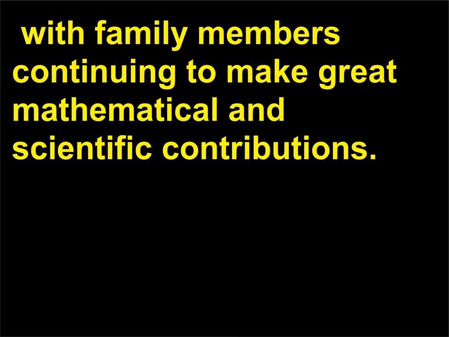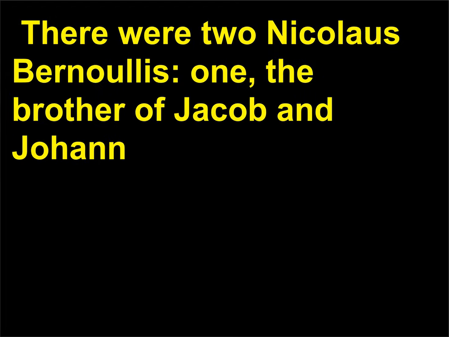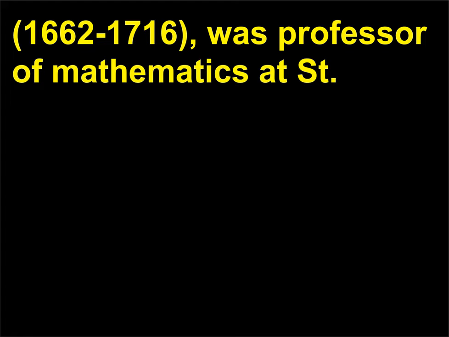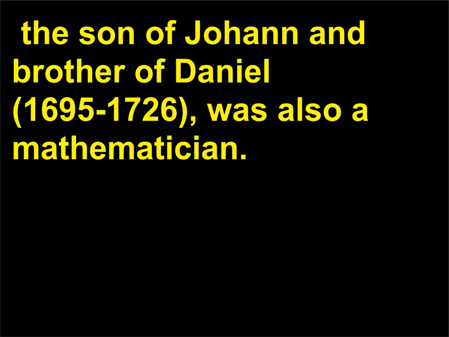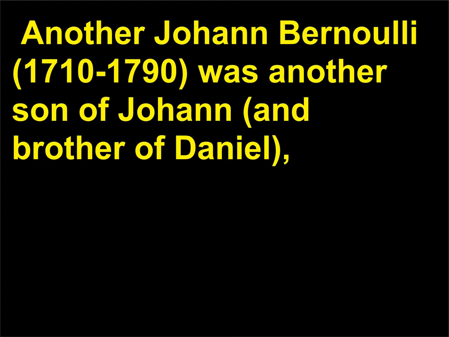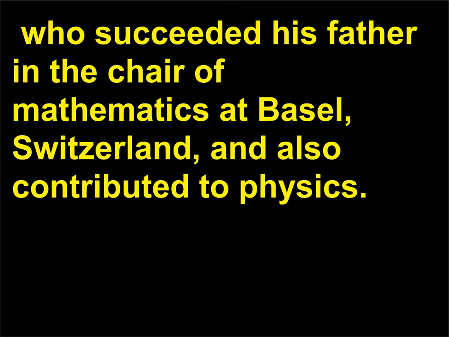With family members continuing to make great mathematical and scientific contributions, there were two Nicolaus Bernoullis. One, the brother of Jacob and Johann, 1662 to 1716, was professor of mathematics at St. Petersburg, Russia's Academy of Sciences. The other, the son of Johann and brother of Daniel, 1695 to 1726, was also a mathematician. Another Johann Bernoulli, 1710 to 1790, was another son of Johann, and brother of Daniel, who succeeded his father in the chair of mathematics at Basel, Switzerland, and also contributed to physics.